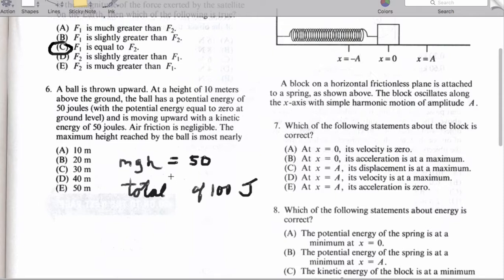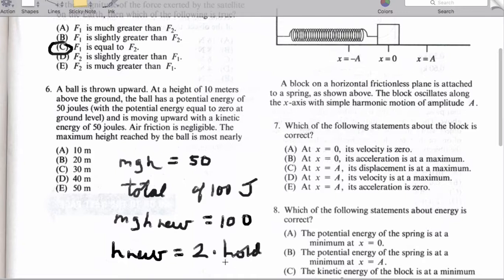So here's the deal. I don't need to do all this elaborate math. I know mgh is 50, and now I go to 100. So mg times h new equals 100, right? Well, what I realize here is, wait, 100 is 2 times 50. So that means h new is going to be 2 times h old. Since h old was 10, that's going to give me a height of 20.